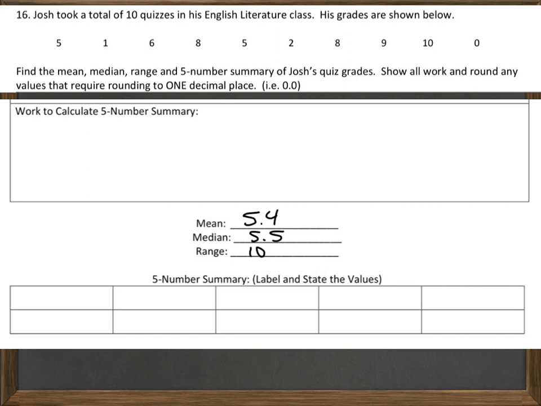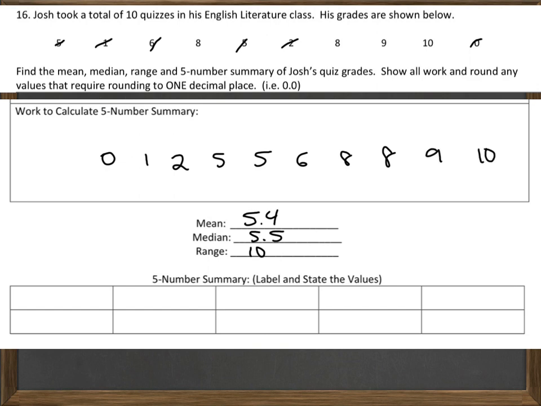So now we need to do a 5-number summary. Again, with the 5-number summary, the first thing we have to do is put them in order from least to greatest. If I were doing this on my test, I probably would just do this one time. I probably wouldn't do it twice. But since I'm starting over on a new blank sheet of paper, I'm just going to start over real quick. Okay, then we have 8, 8, 9, 10.